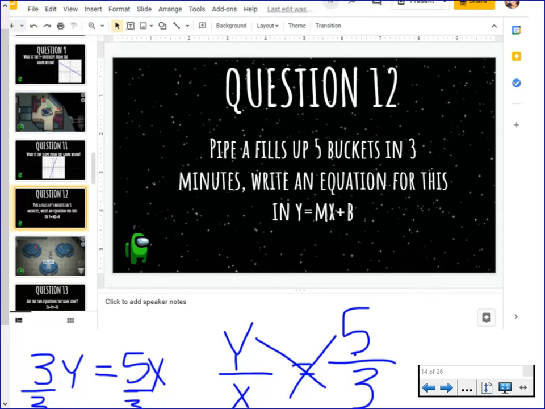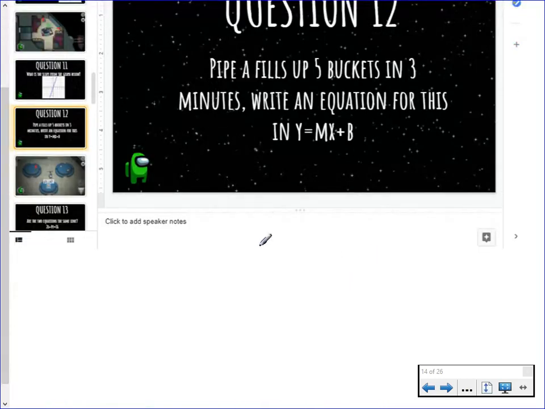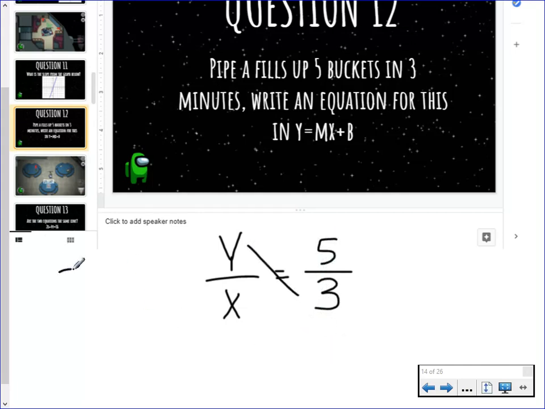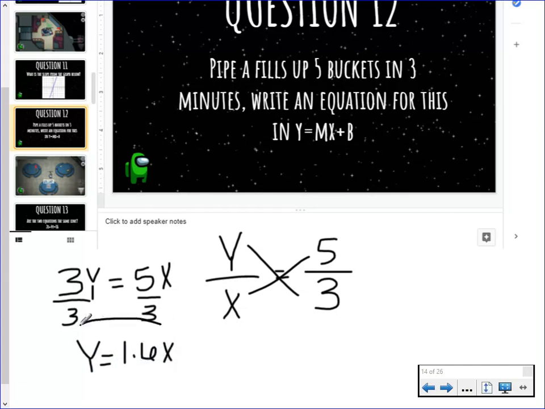Number 12. Type A fills up 5 buckets in 3 minutes. This is a word problem. You start this with doing y over x. Time always goes on the bottom, so you've got 5 buckets in 3 minutes. Minutes is a time, so we're going to put the 3 on the bottom and the 5 on the top. Diagonally, 3 and y point to each other, and 5 and x point to each other. So all I have to do is divide by 3, and so if I figure out what 5 divided by 3 is, I think it's like 1.6 repeated, so that is what your equation for that situation is. Y equals 1.6x.